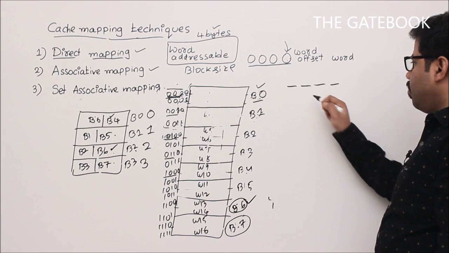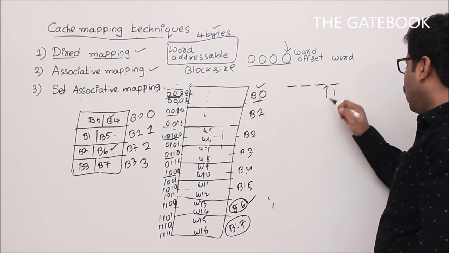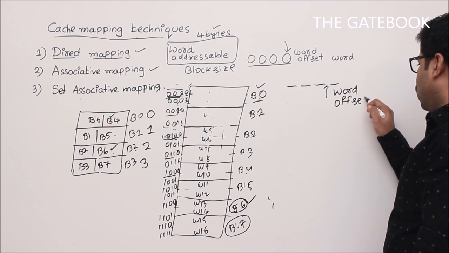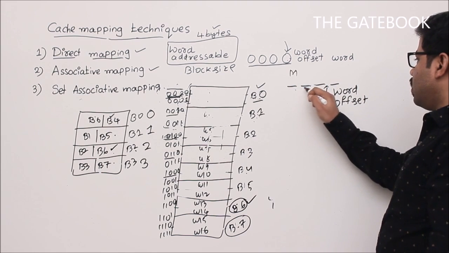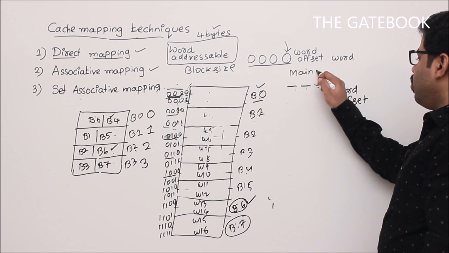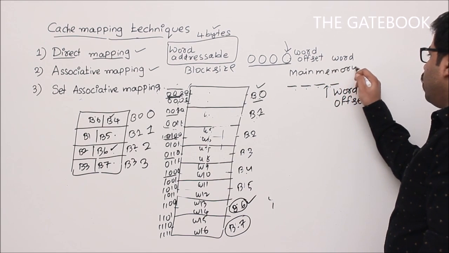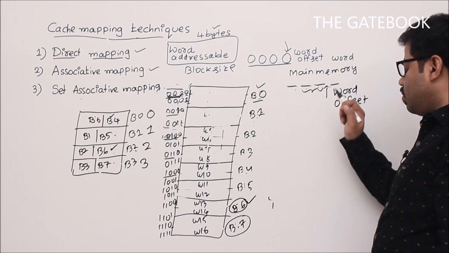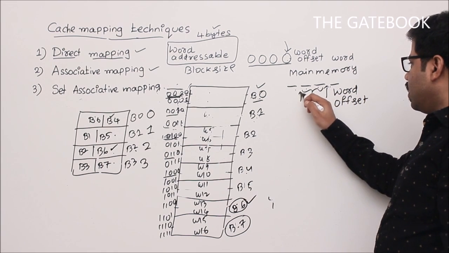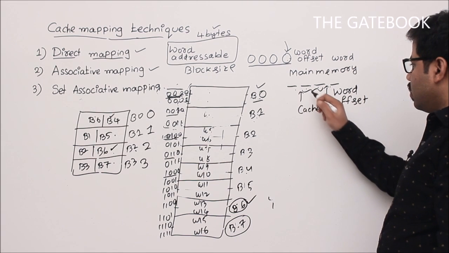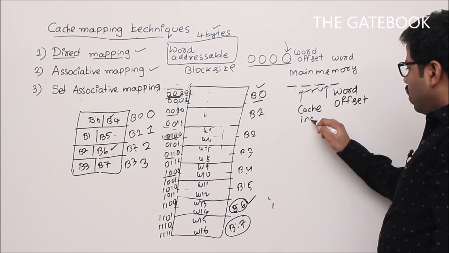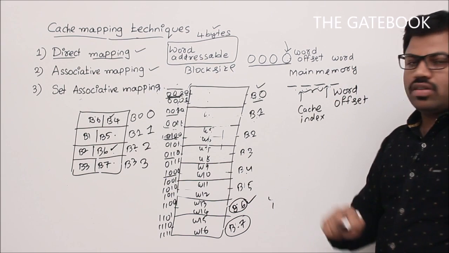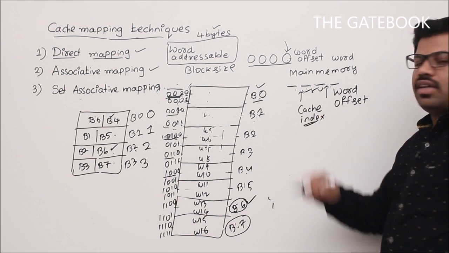We divided it into 3 parts. Up to here, this is called word offset. We identified the word in a particular block. So this is your main memory address, 4 bits. Take a main memory address and split it into 3 parts. One is word offset. The second component is cache index, which says which cache block your main memory block is going to. That will be decided by the cache index.